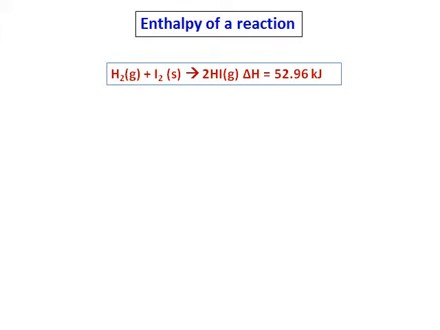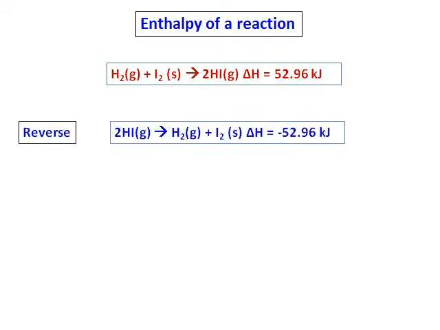Now let us learn how the enthalpy of a reaction changes. Consider the reaction hydrogen plus iodine giving you HI, and the delta H for the reaction is given as 52.96 kilojoules. How does the enthalpy change when I play around with this equation? For example, if I reverse the equation, so it becomes 2HI giving you hydrogen plus iodine, then the sign of delta H also reverses. Initially it was positive, and when I reverse it, it becomes negative. That means when I reverse it, the heat is released, and in the original equation, heat is absorbed.